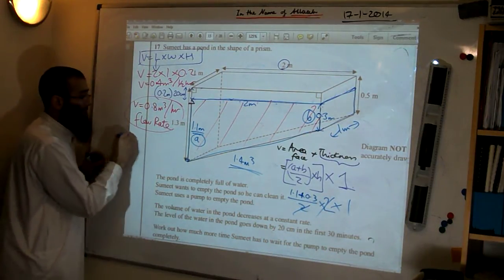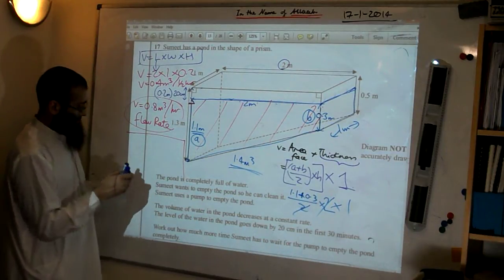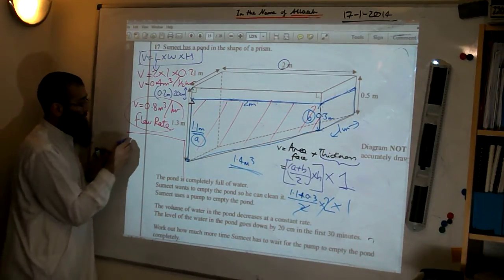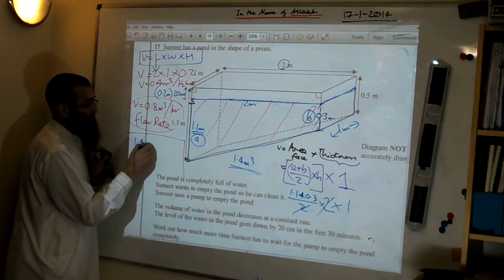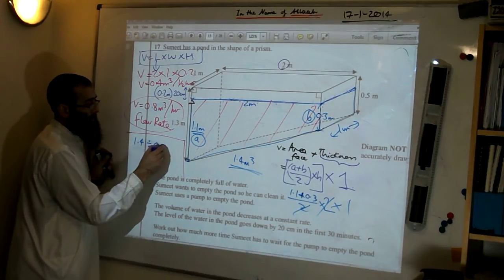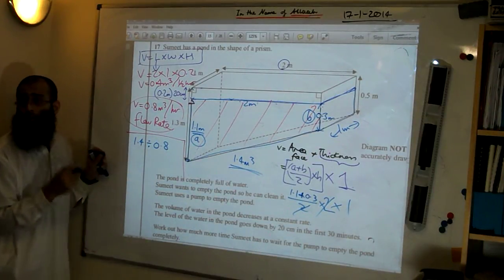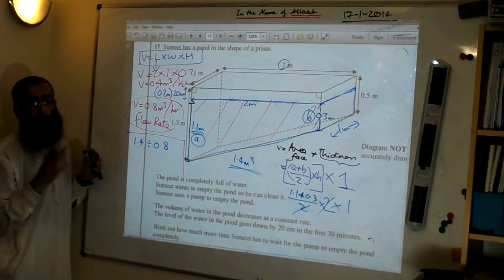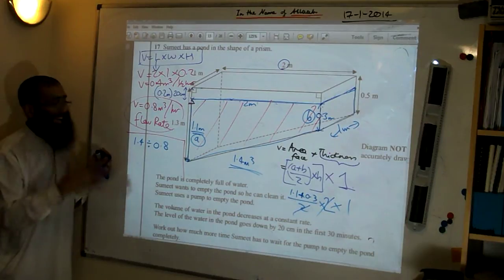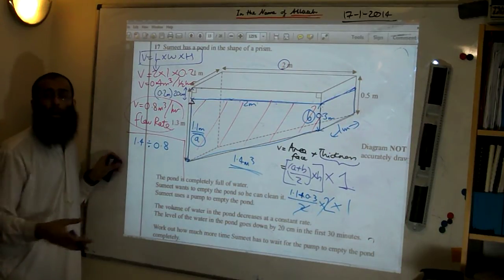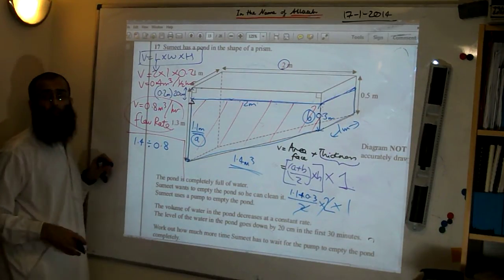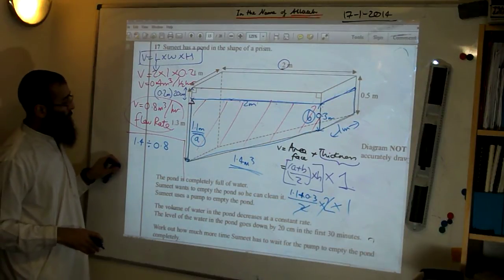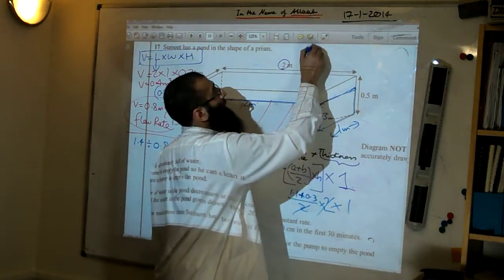So here's the last part of the calculation. We've got 1.4, and we have to divide it by 0.8. It's flowing out at 0.8 meters cubed per hour. We've got to work that out: 1.4 divided by 0.8.